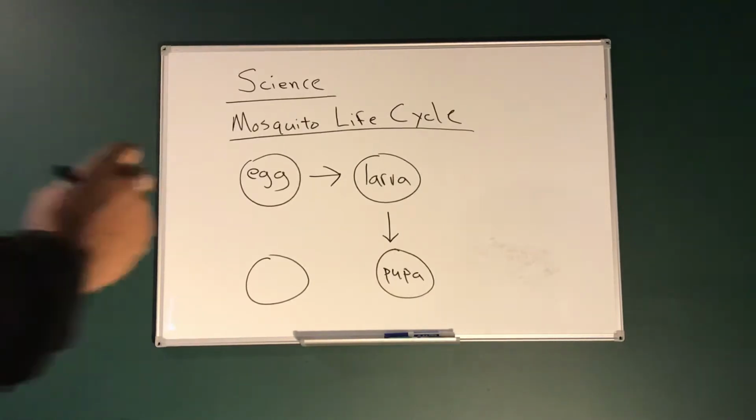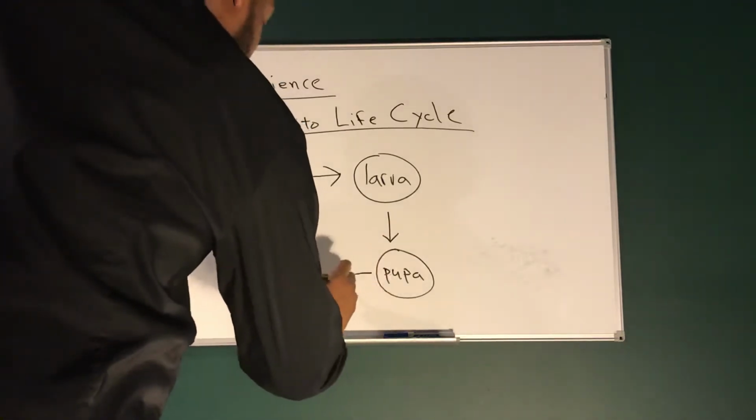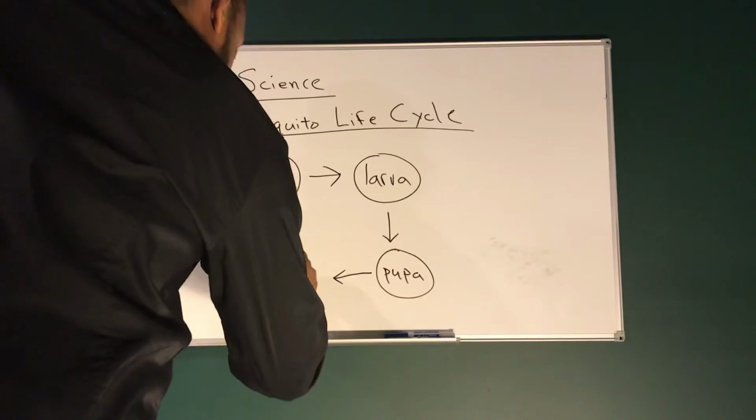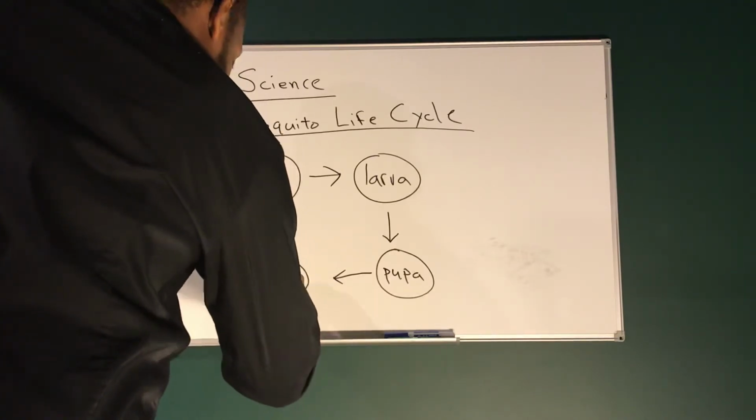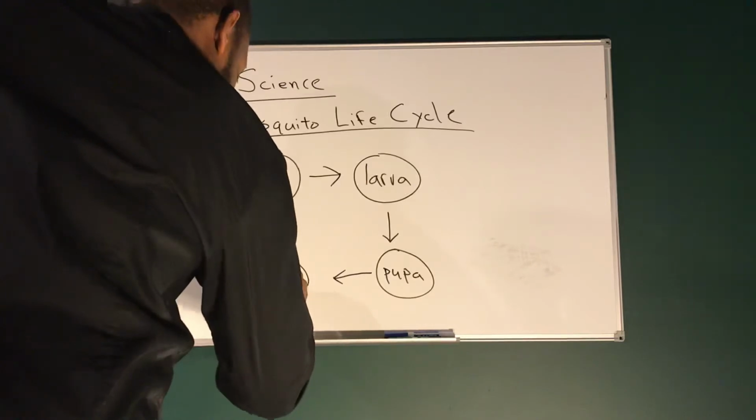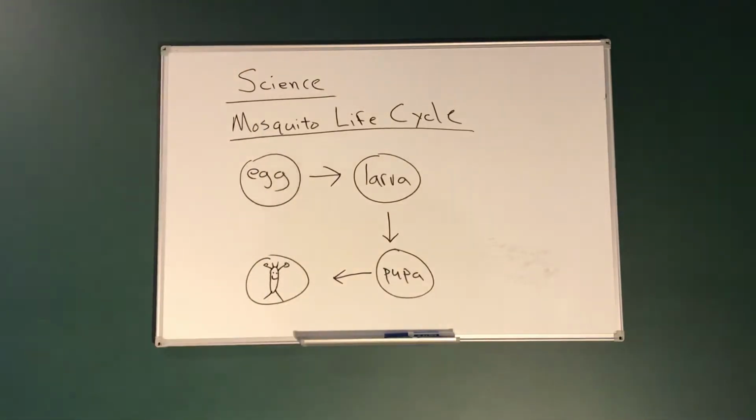And after the pupa stage, of course, it becomes an adult. I'm not a good drawer. I'm going to do the best I can to draw a mosquito. I guess that's good enough. So there's our mosquito life cycle.